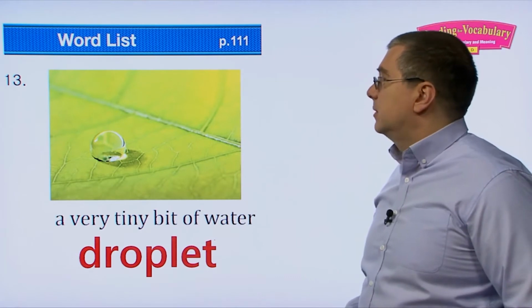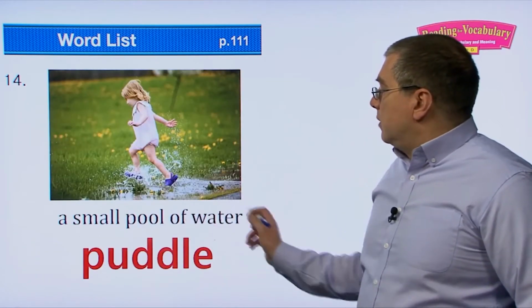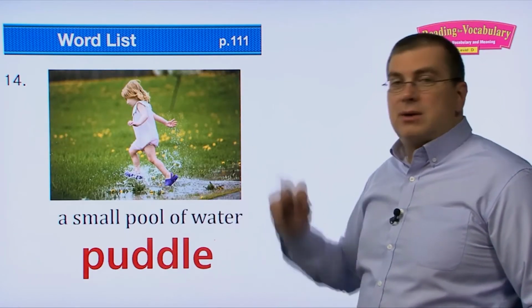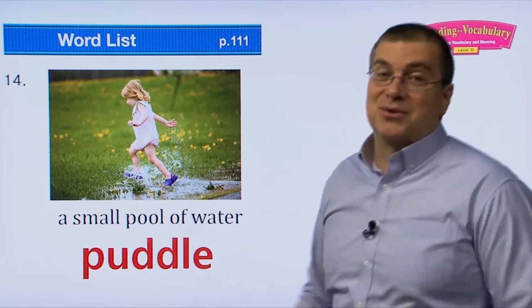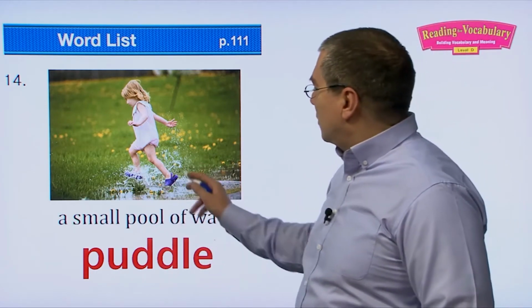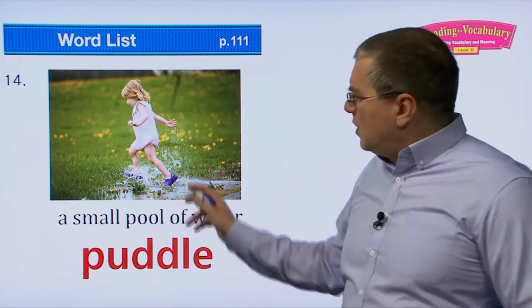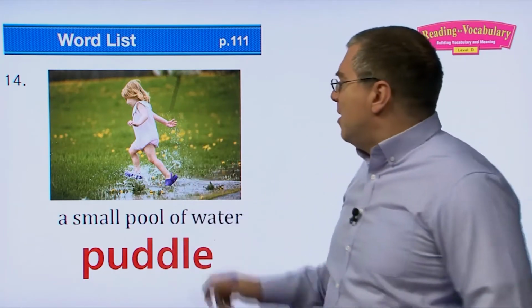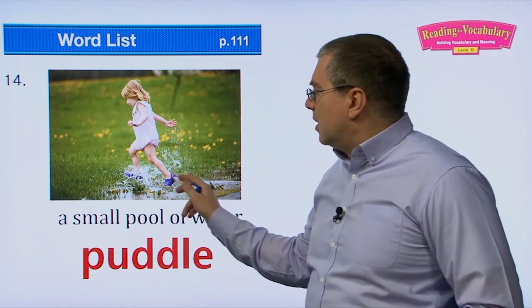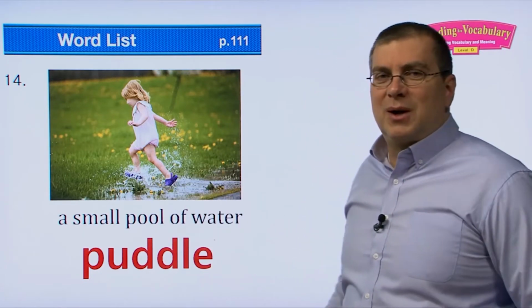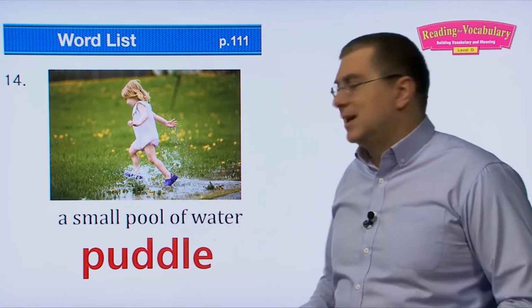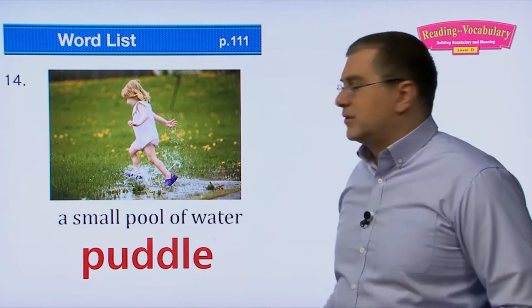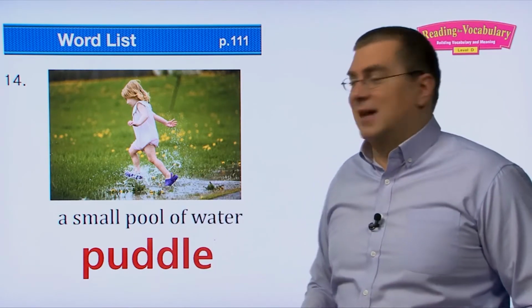Okay, next one. A small pool of water is a puddle. So you like to go splashing through the puddles, right? Okay, this girl, of course, she's wearing good shoes for that. Don't do that if you're wearing shoes and socks. Your mother will be angry, right? But if you're wearing sandals or rubber shoes like she's wearing, no problem. Have fun, right? Go running through the puddles of water. Kids like to do that.